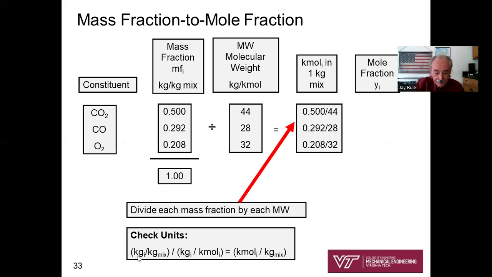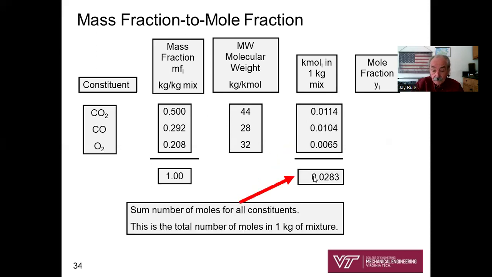So we've got kilograms of constituent I divided by kilograms of mixture divided by kilograms of constituent I per kilomole of constituent I. So if we do the algebra, we get kilomoles of each constituent per kilogram of mixture, kilomoles per kilogram of mixture. That's the way we get this column's entries. Okay, so I've shown that. Let's do the math. Okay. The math is done.